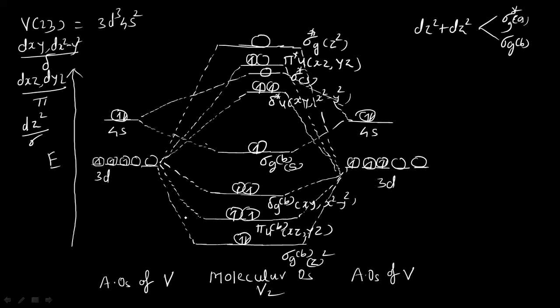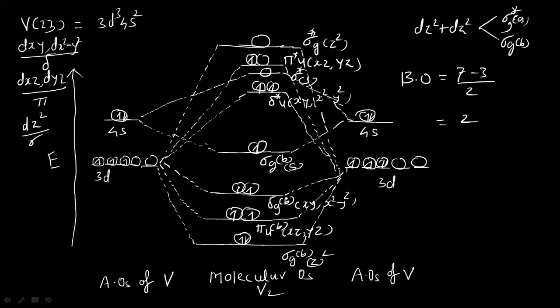So according to this, we can calculate the bond order. In the divanadium molecule, bond order is equal to the number of bonding electrons, 1, 2, 3, 4, 5, 6, 7, minus the number of antibonding electrons, 1, 2, 3, divided by 2. 7 minus 3 is 4, 4 divided by 2, so the expected bond order is equal to 2 here.